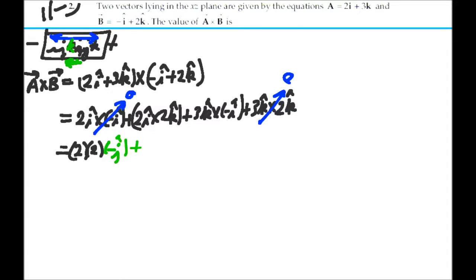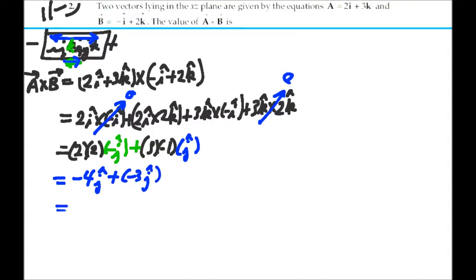And then I have a 3 times a negative 1. And then I have k cross i. K cross i will be going to the right on this mnemonic diagram and giving me a j. So this is equal to a negative 4j plus a negative 3j, or a negative 7j. So that's our answer, a negative 7j.